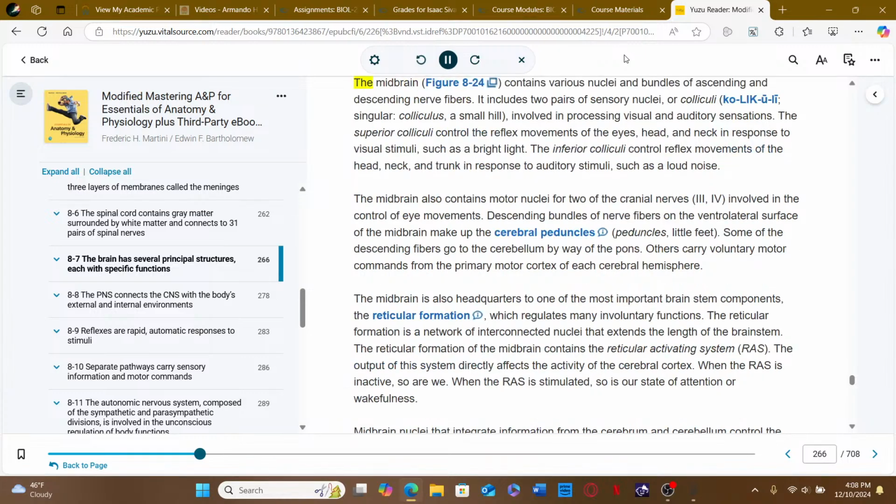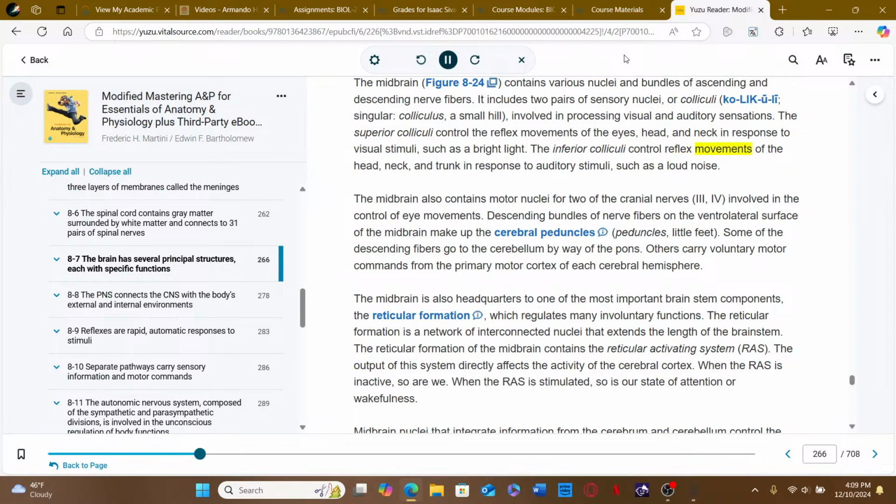The midbrain. The midbrain, figure 8-24, contains various nuclei and bundles of ascending and descending nerve fibers. It includes two pairs of sensory nuclei, or colliculi, singular, colliculus, a small hill, involved in processing visual and auditory sensations. The superior colliculi control the reflex movements of the eyes, head, and neck in response to visual stimuli, such as a bright light.